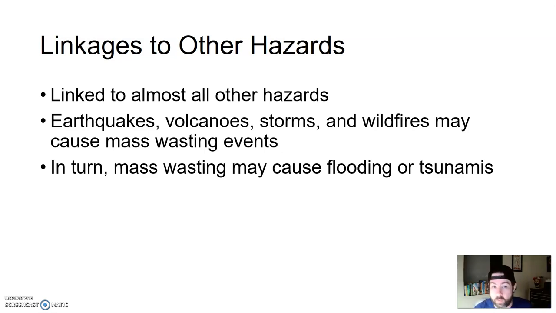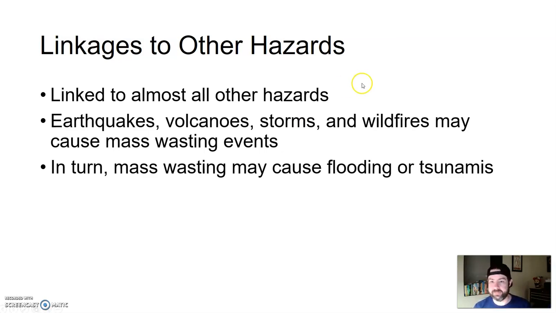And one of the common threads between some of these is water: storms, wildfires, lack thereof, flooding, tsunamis. Earthquakes and volcanic activity are more plate tectonic driven. But yeah, anytime you have water, bad things can happen.